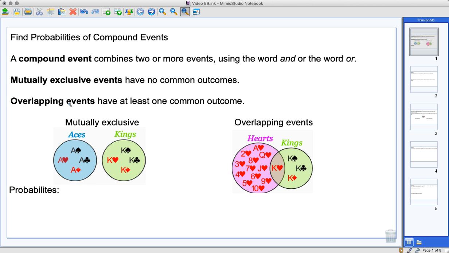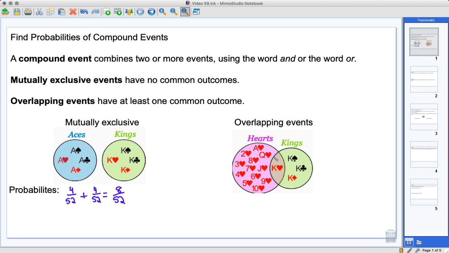Okay. Overlapping events have at least one common outcome. Okay, this is an overlapping event where you have probability of a heart, probability of a king. Okay, so how you're going to go about identifying the actual probability is if it's a mutually exclusive event, you're going to take the probability of the first one, so that's 4 out of 52, plus the probability of the second one, so 4 out of 52. So we get 8 out of 52. And then you can simplify that if you want to, but you do not have to simplify it.